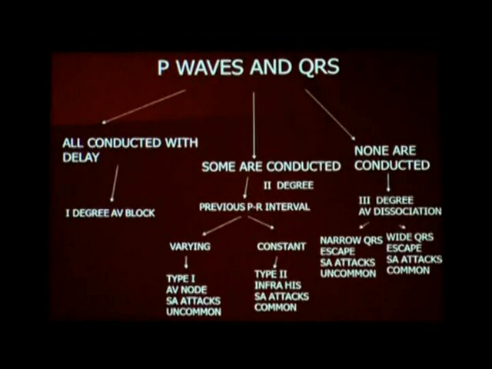Once you decide it's an atrioventricular block, always remember the three degrees of atrioventricular block: first degree, second degree, and third degree. In first degree atrioventricular block, all P waves are conducted but with delay. The importance of first degree atrioventricular block is whenever it is associated with what? Bundle branch block or fascicular block.